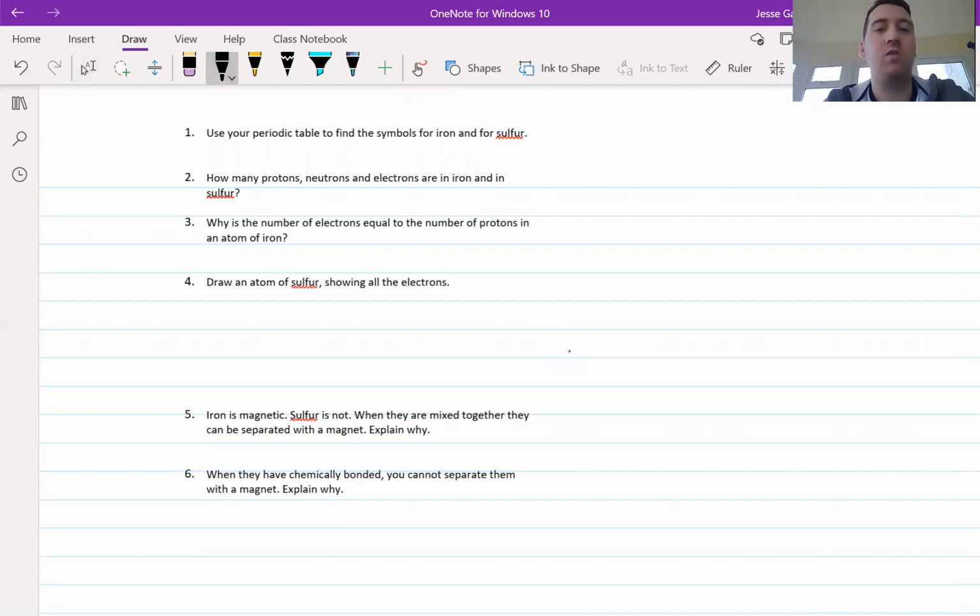Okay, so you should only be watching it if you've done this. Obviously, you take out your periodic table, look for the symbols for iron and sulfur. Sulfur is a capital S. Well done, if you got that right. And iron, a little bit harder to find because it doesn't begin with an I. It's capital F, lowercase e. Well done, if you got that right. Good job. Fe and S.